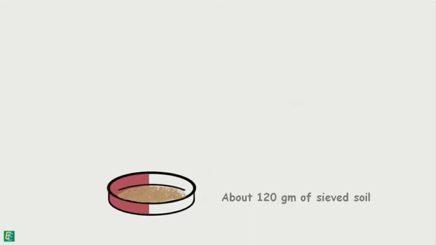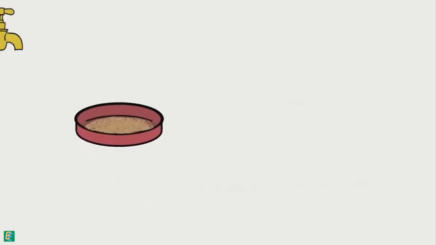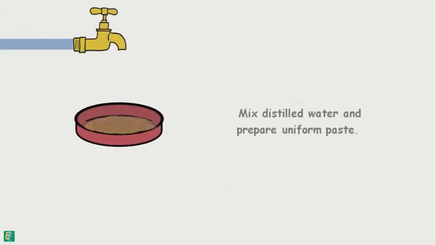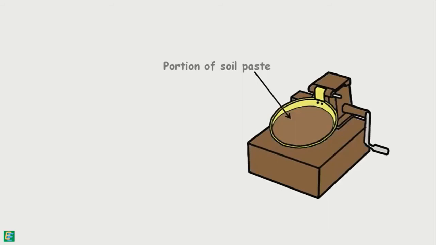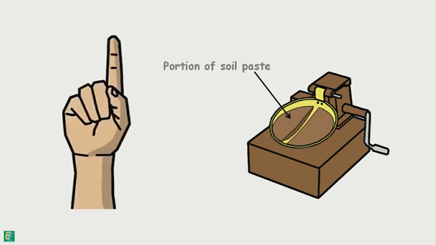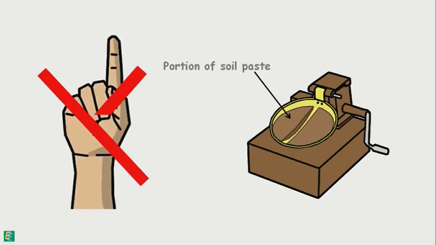Then we take about 120 gram of this sieved soil in a dish and mix it with distilled water to form a uniform soil paste. A portion of this soil paste is placed in the cup of Casagrande's apparatus and the surface is smoothened and leveled. Then a sharp groove is cut symmetrically through the sample using the standard grooving tool. No, we do not use our finger as a standard tool.